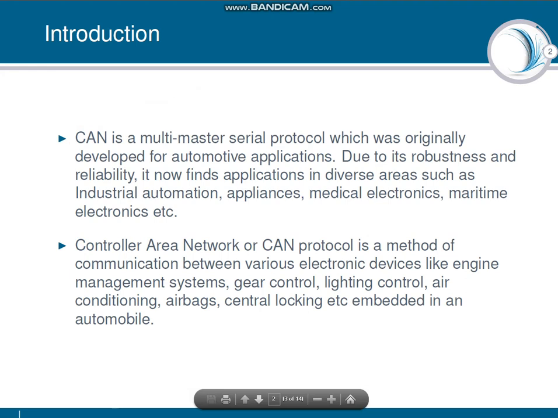CAN is a multi-master serial protocol which was developed for automotive application. The main features of CAN are robustness and reliability. Because of this, it can be used in many areas such as medical, electronics appliances, etc. It mainly deals with communication between various electronic devices like management systems, gear control, lighting control, etc.